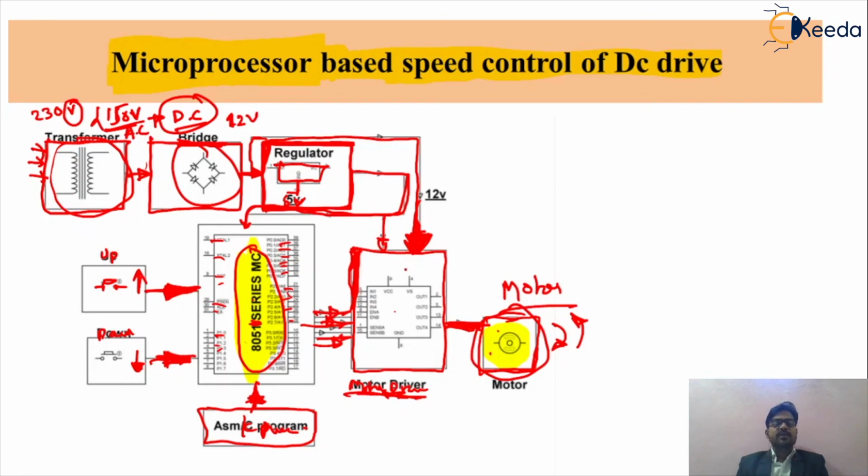So friends, in this way, we have studied in detail how the speed control of your DC drive takes place, with the closed loop speed control technique and the open loop speed control technique. For industrial use we prefer the closed loop speed control technique, because in the closed loop technique the feedback loop is present, and due to that the sensitivity and accuracy of your system will be improved. And we have studied in detail the microprocessor based speed control strategy of your DC drive.